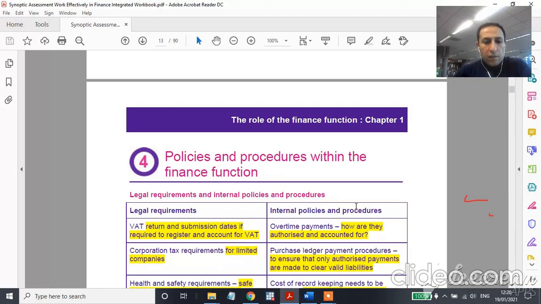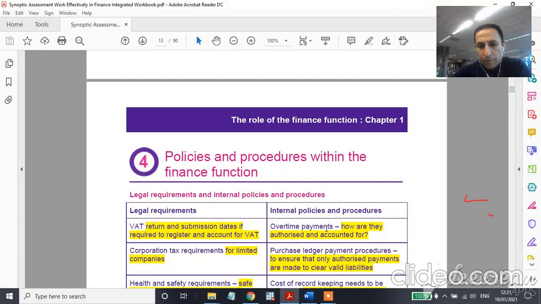VAT is value added tax. So as a company, if you're charging your customer for the VAT, and if you are registered for the VAT, obviously every quarter you must return the VAT to the tax authority, to the HMRC, and submit your VAT return on time, because if you are unable to submit the VAT on time, you will receive a penalty for missing the deadline. So this is a legal requirement.